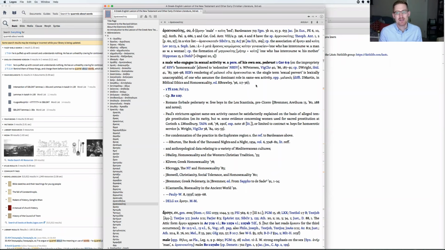I brought up this issue several times because it's a helpful issue to raise for hermeneutics because it's so controversial right now, and because it calls up all the disciplines of hermeneutics. And here we're talking not about theology, but about lexicography. How can we discern what arsenikoitēs means?